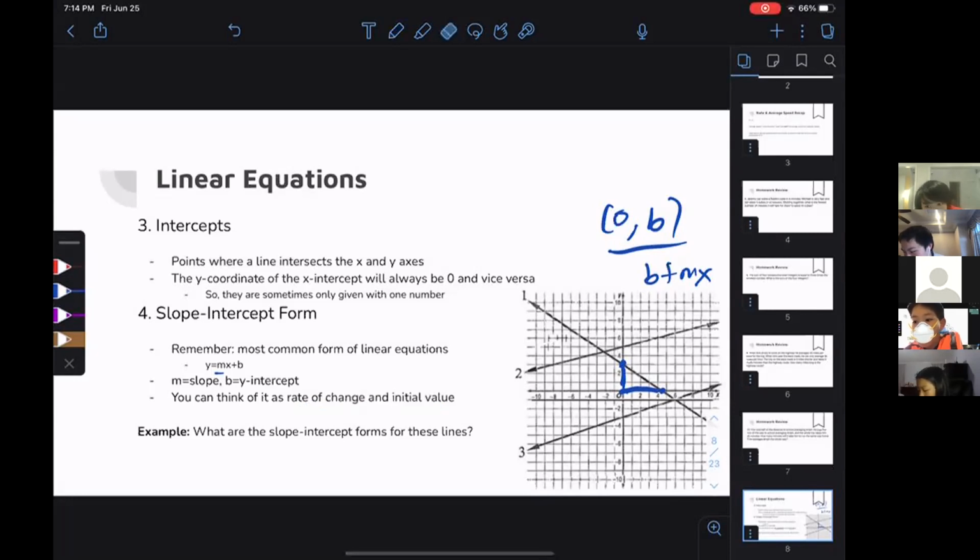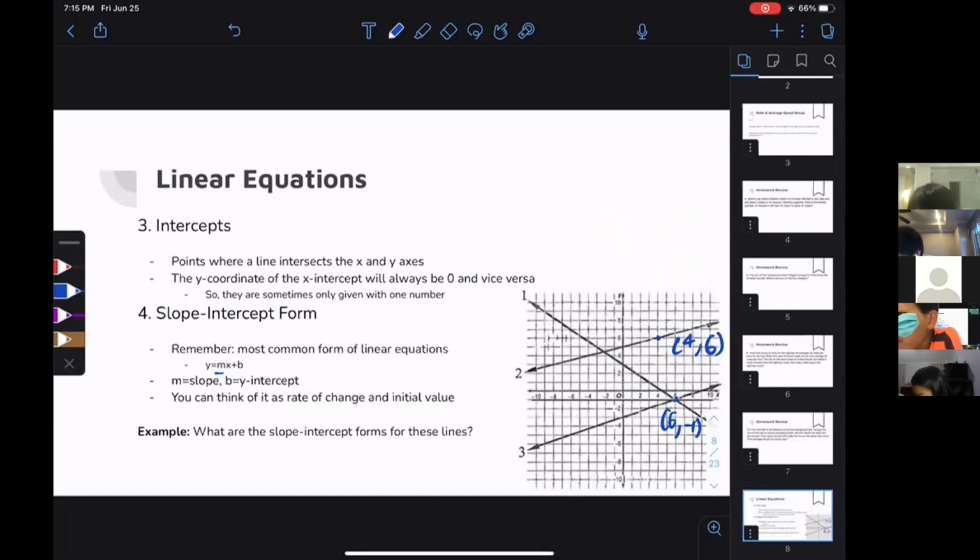And so now, what are the slope-intercept forms for these lines here? It's kind of hard to see, so I'll label a few points. I think this point over here would be 6 comma negative 1. This point looks like it's 4, 6. And then this point here, oh wait, you don't really need that, but I think that's negative 8, 3. Although I'm not too sure about that.